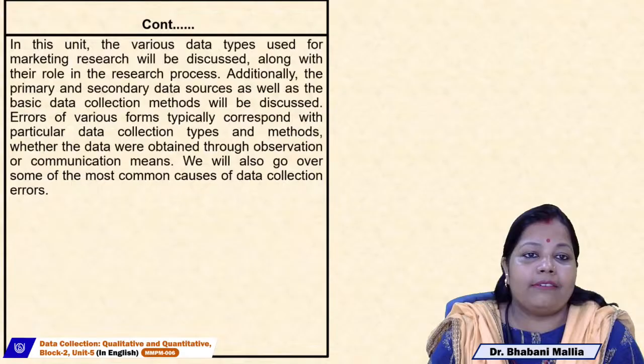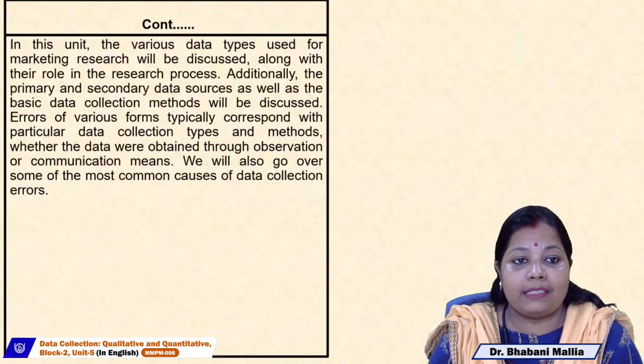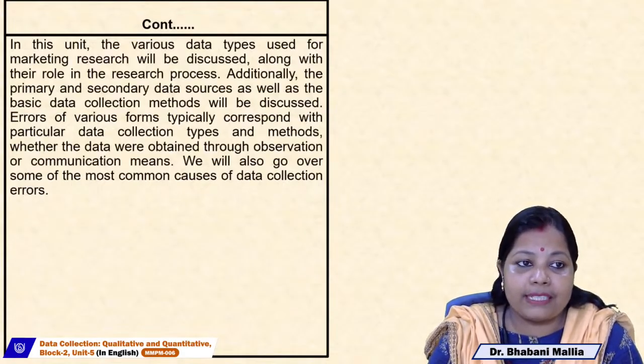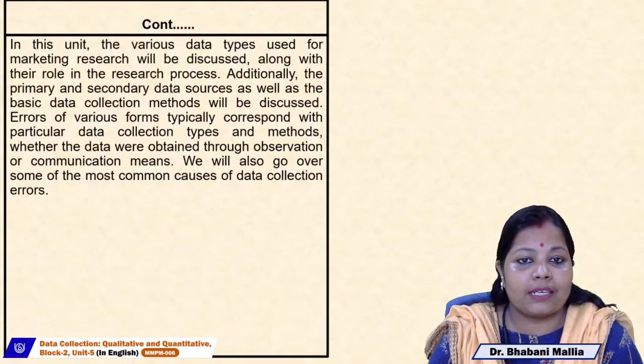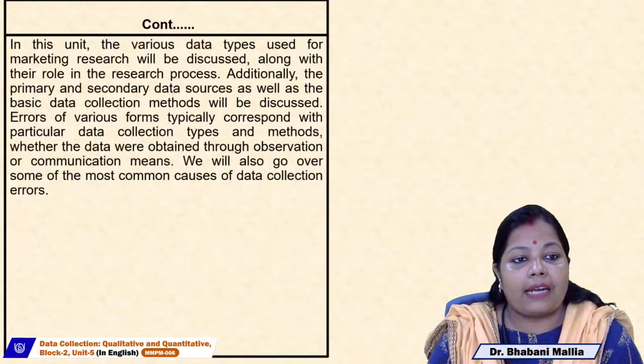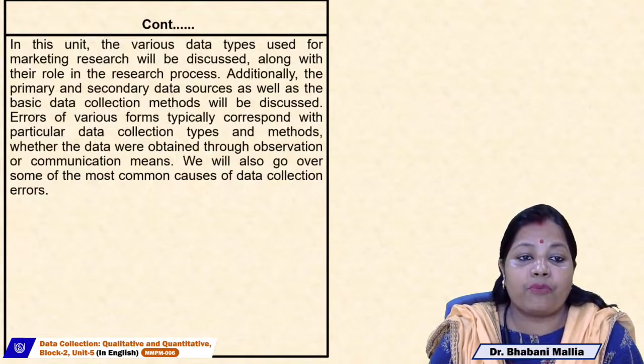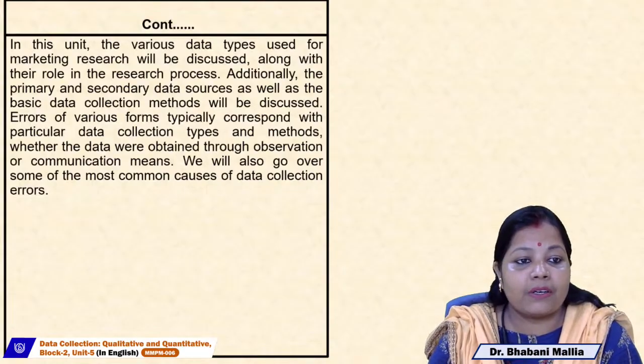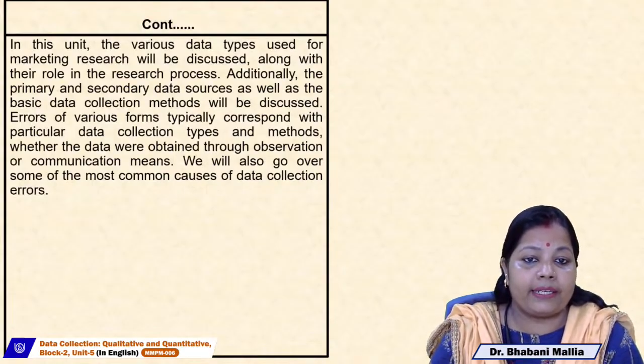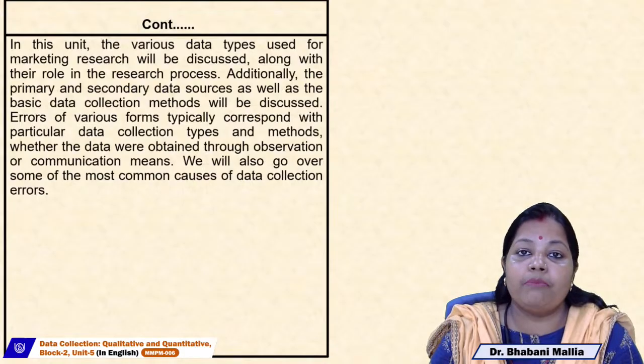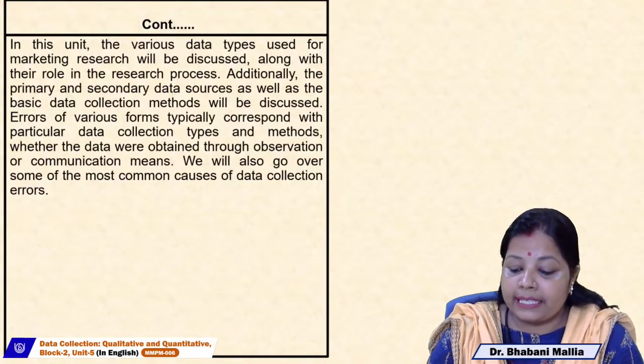So in this unit, the various data types used for marketing research will be discussed along with their role in the research process. Additionally, the primary and secondary data sources as well as the basic data collection methods will be discussed. At the same time, errors of various forms that typically correspond with particular data collection types and methods will be discussed. Whether the data were obtained through observation or communication means will also be covered in this unit.